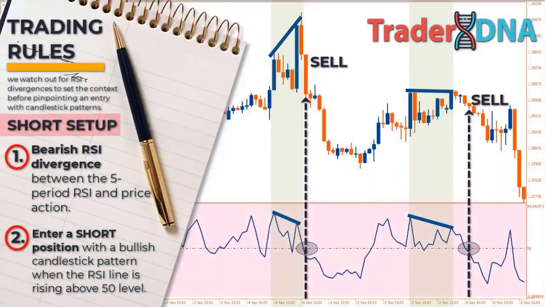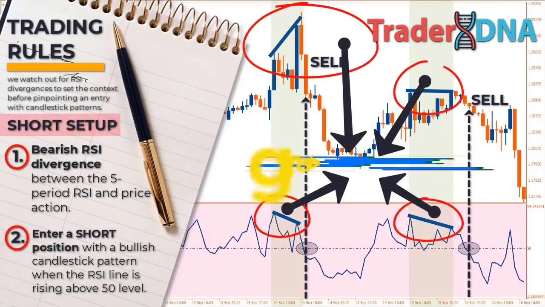For identifying RSI divergences, simply follow the RSI divergence indicator signals. This is one of the most accurate indicators for detecting RSI divergence. It generates less signals but very high accuracy.